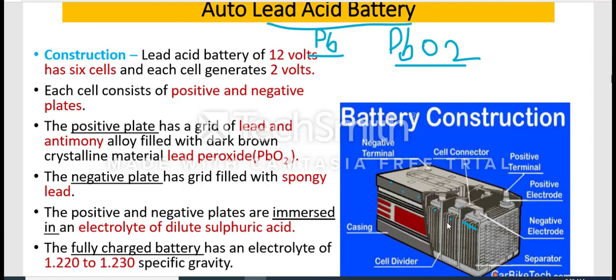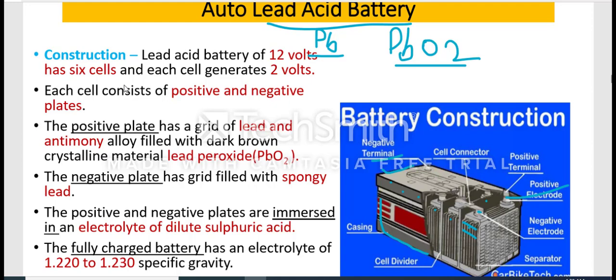Then this is a container. This outer part is the container, and inside that container compartments are made. In these compartments, these plates are installed. Each compartment is known as a cell. This top portion is known as the cover of the lead acid battery. And here two terminals are there: one is the positive terminal and the next one is the negative terminal. This is the basic construction of the lead acid battery.